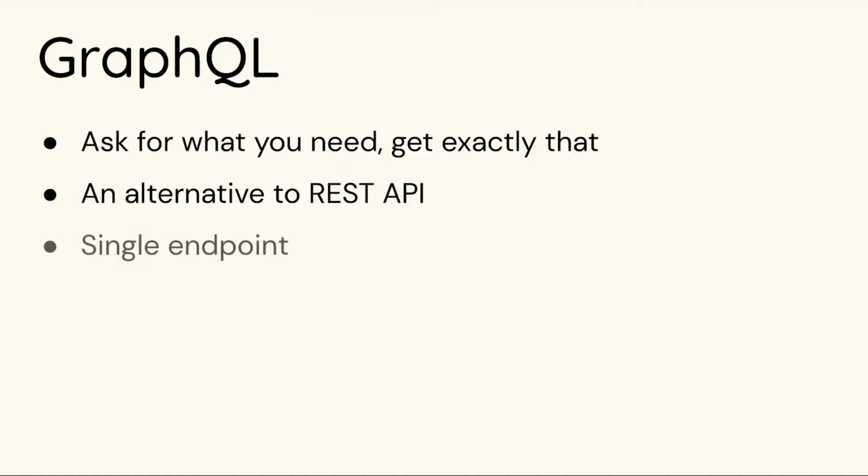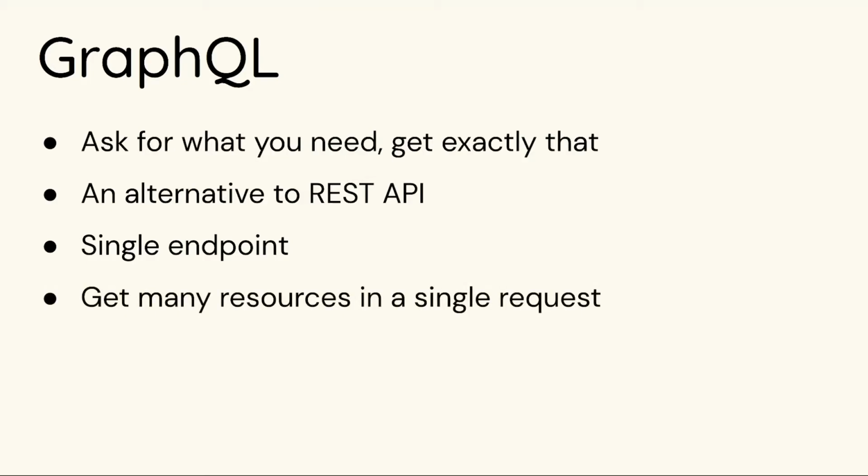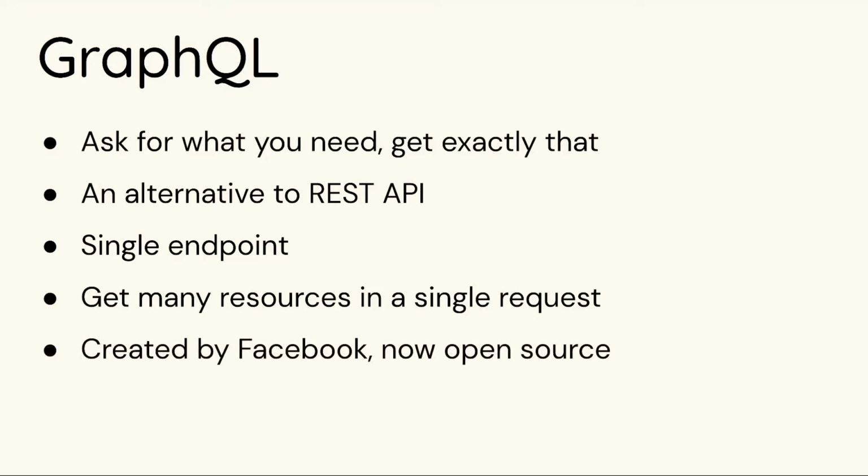And with GraphQL it has a single endpoint, and you would not need to fetch multiple endpoints to get multiple requests. For example, let's say you need a post, a featured image, and author details. You would not need to hit 3 different endpoints as using REST API. You would get all these data in a single request. And it was created by Facebook, and it is now open source.